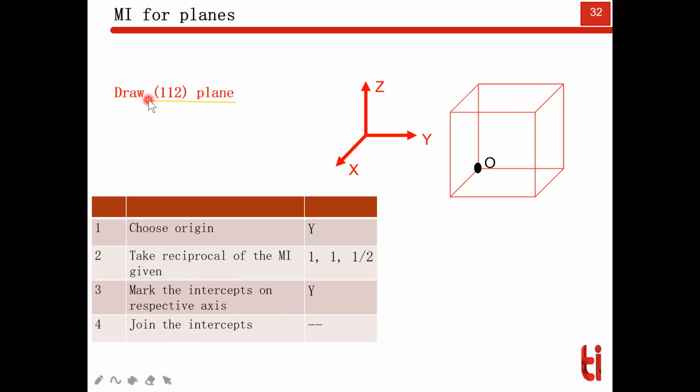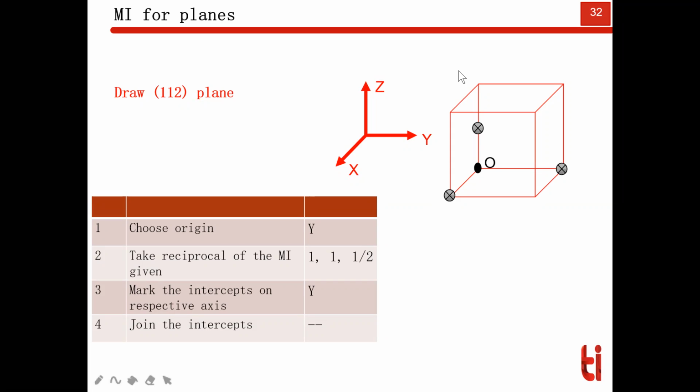The second step is take reciprocals of the given hkl index. So we have to take the reciprocal of 1, 1 and 2, which will become 1, 1 and reciprocal of 2 will become 1 half. These are our intercepts. So what we do now is project these intercepts on the axes. We have to mark the intercepts on the axes. First we'll go with the x-axis. This is the position of the intercept at x equal to 1. Next, y equal to 1. And then z, which is equal to half.